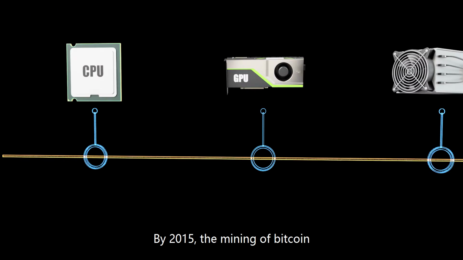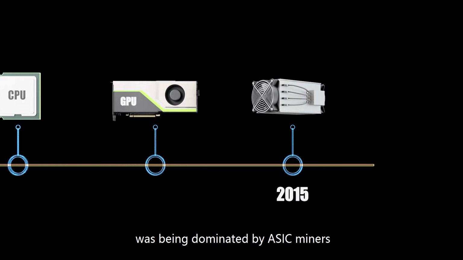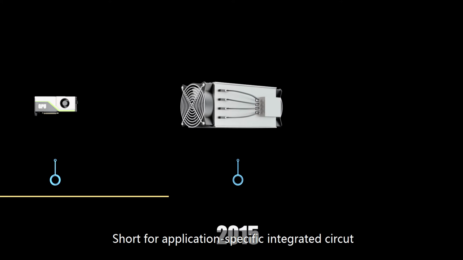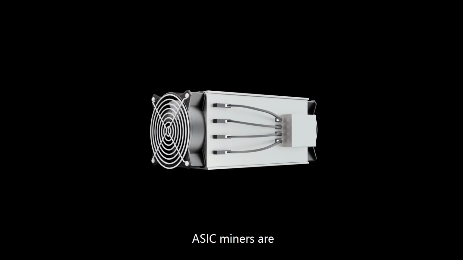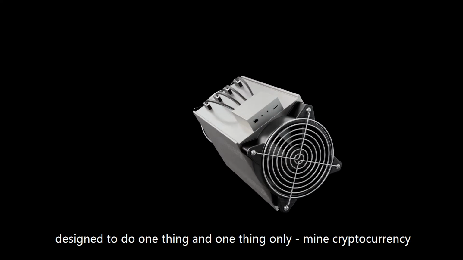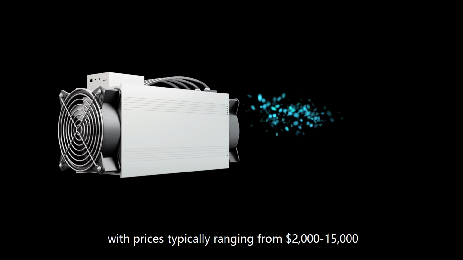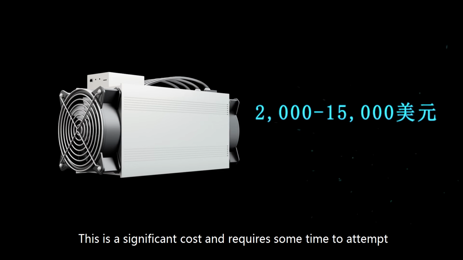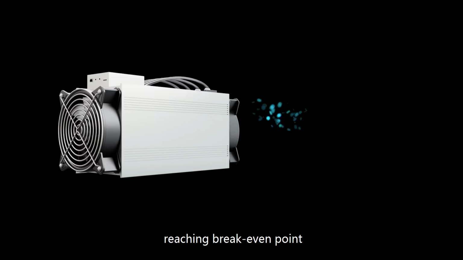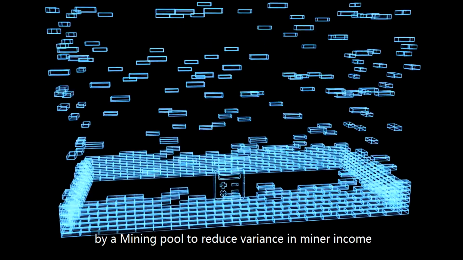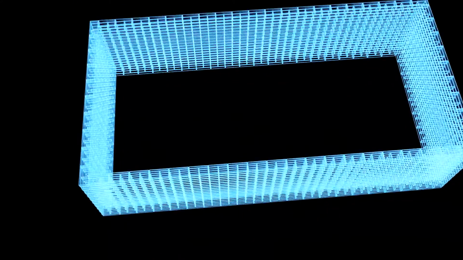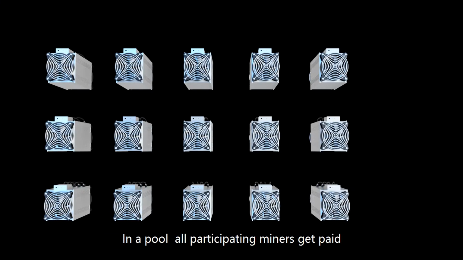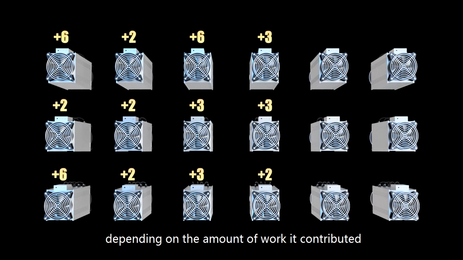By 2015, the mining of Bitcoin was being dominated by ASIC miners. Short for application-specific integrated circuit, ASIC miners are designed to do one thing and one thing only: mine cryptocurrency. ASIC miners are expensive, with prices typically ranging from $2,000 to $15,000. This is a significant cost and requires some time to reach the break-even point. Computing power is often bundled together by a mining pool to reduce variance in miner income. In a pool, all participating miners get paid depending on the amount of work they contributed.